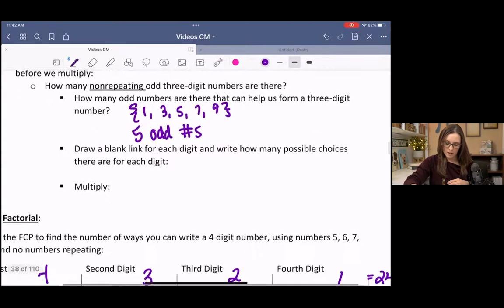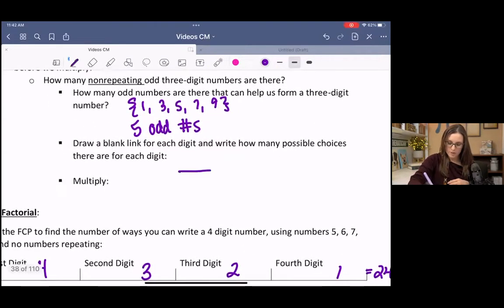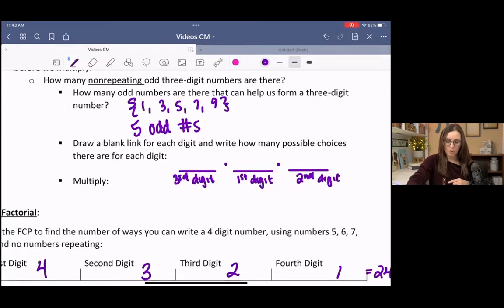And then I'm going to draw blanks here so that I can list out my choices. I'm going to call this my 3rd digit, my 1st digit, and this will be my 2nd. I'll explain why I went in that order. For my 3rd digit, I only have 5 options. Now I went to the 1st digit next because it's going to have an additional restriction on it.